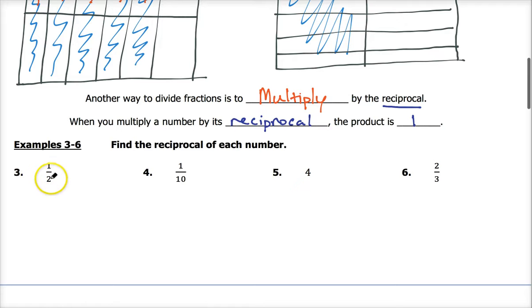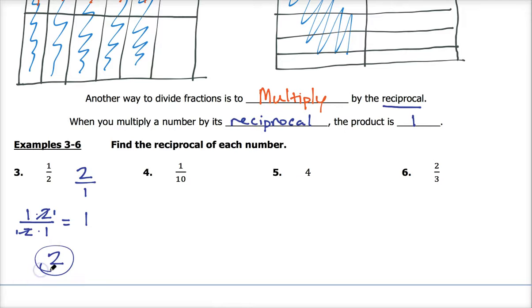So for number 3, 1/2. To find the reciprocal of 1/2, we need to think what times 1/2 would be equal to 1. Well, the reciprocal of 1/2 would be 2. And the reason is, if we took 1/2 times 2, remember 2 is 2 over 1 really, that would be 1 times 2 over 2 times 1. Well, you could cancel your 2's out, and you would just get 1 times 1 over 1 times 1, which is 1. So the reciprocal of 1/2 is 2.